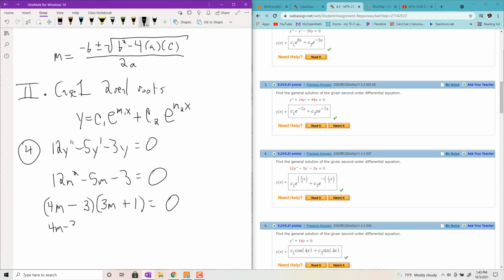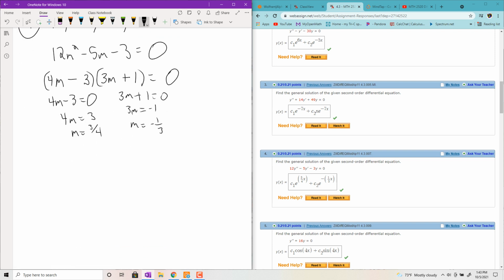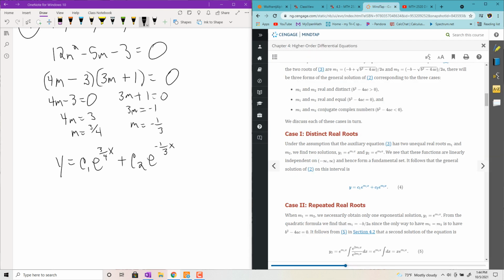Okay. Set each factor equal to 0 and solve. So we get 4m equals 3, so m equals 3/4. Here 3m equals -1, and then m is -1/3. So our general solution then, y equals c1e to the 3/4 x plus c2 e to the -1/3 x. Okay, so no big deal there. But that's the first case. You have distinct real roots, 2 real roots.